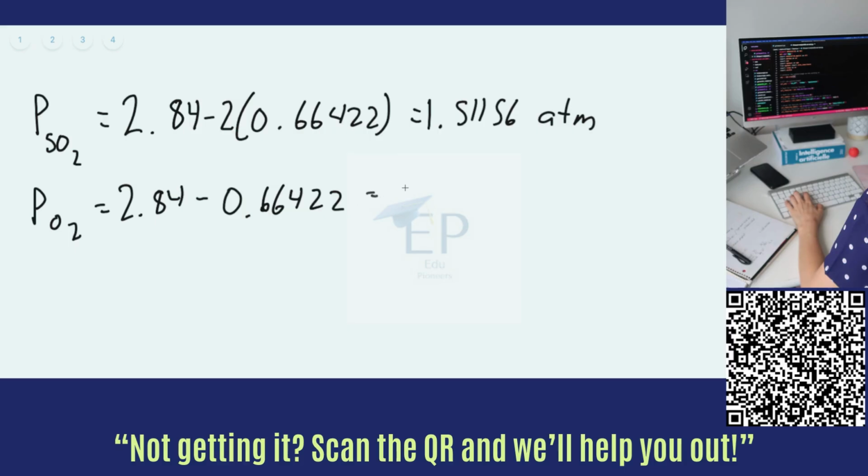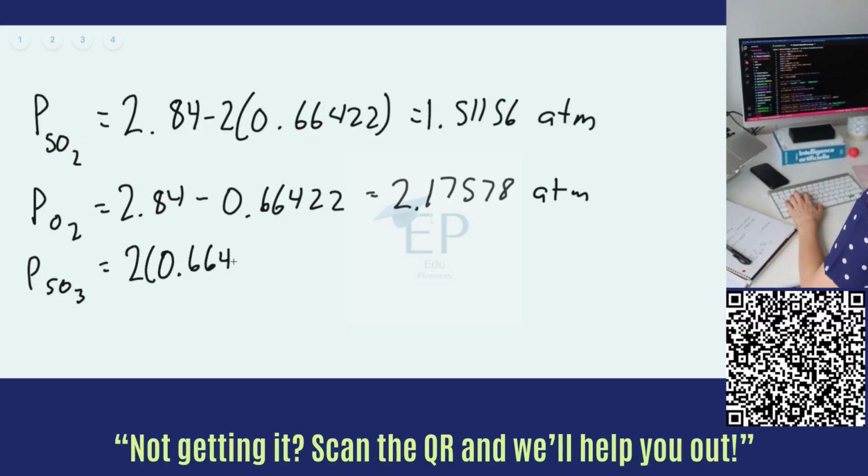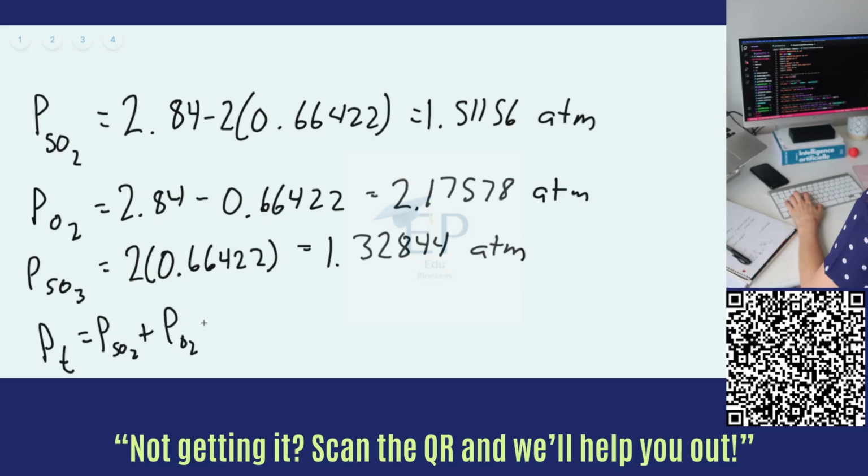0.66422. And that equals 2.17578 atmospheres. And our P of SO3 is equal to 2x, so 2 times 0.66422, which is equal to 1.32844 atmospheres. And so now our P total is the addition of PSO2 plus PO2 plus PSO3.